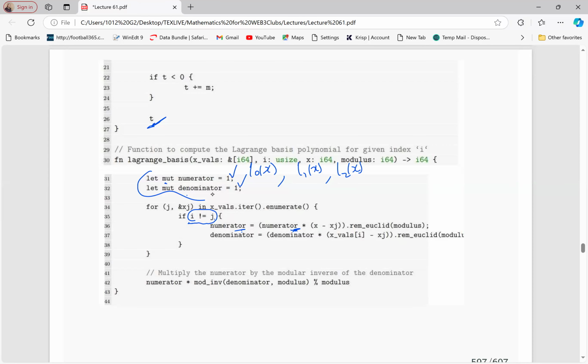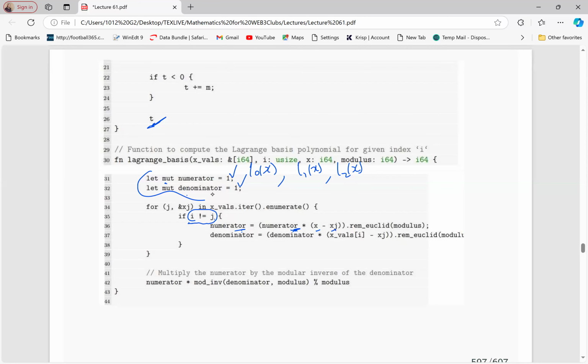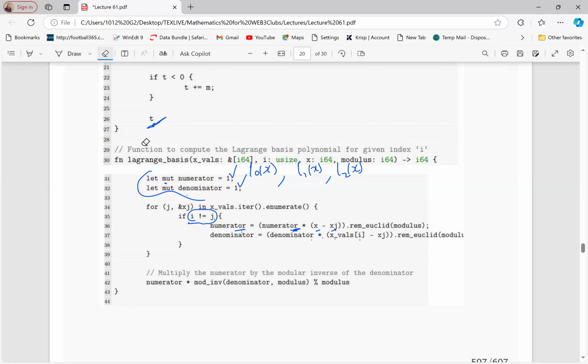But now what is happening? The numerator is the numerator times x minus xj. Of course, you'll be reducing it mod m. What about the denominator? It will be the denominator times xi minus xj, and so on. So this is the part that is calculating the Lagrange basis.